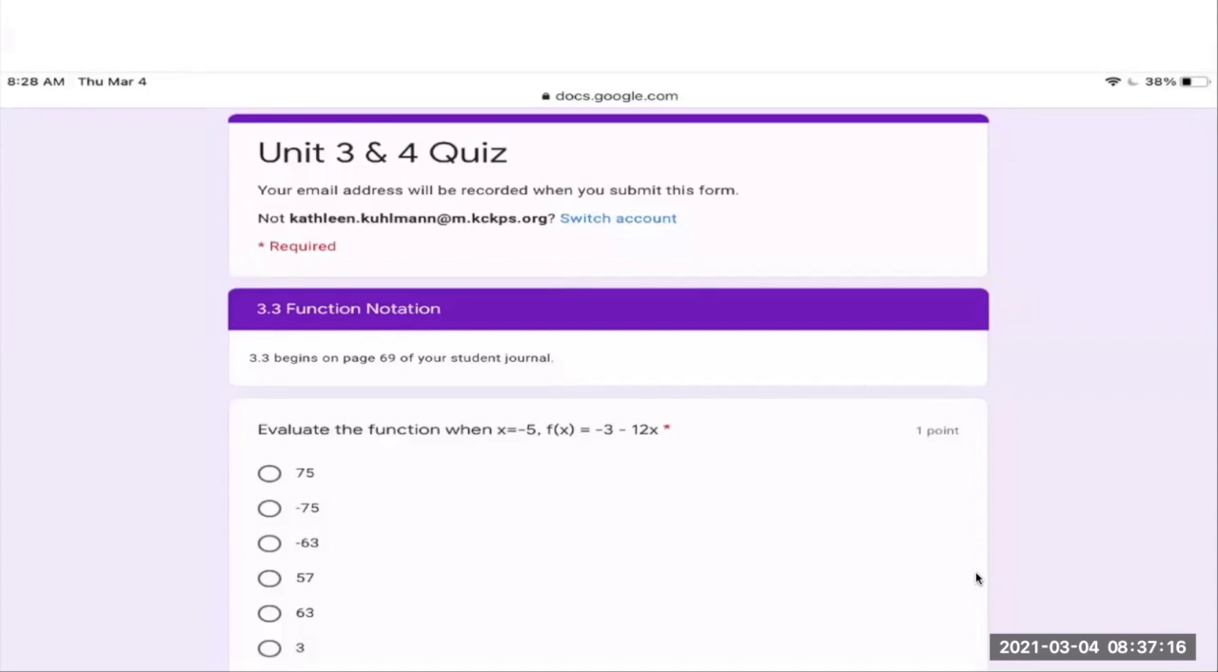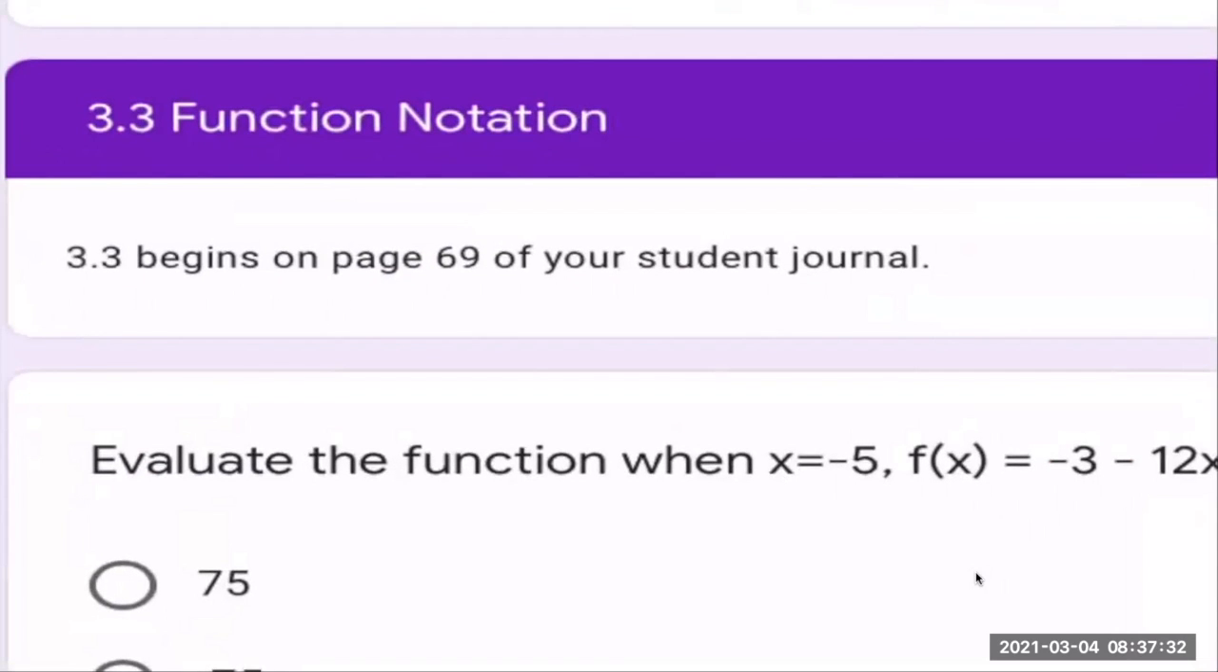On your quiz that you have today, I'm going to go through some of those questions. This quiz is over units 3 and 4, so that's everything that we've done thus far this semester. As you go through the quiz, it tells you where you can find the notes. So it says 3.3 begins on page 69 of your student journal. You can use your notes. Hopefully you were taking them, and you can also go back and watch the videos that we gave you guys.